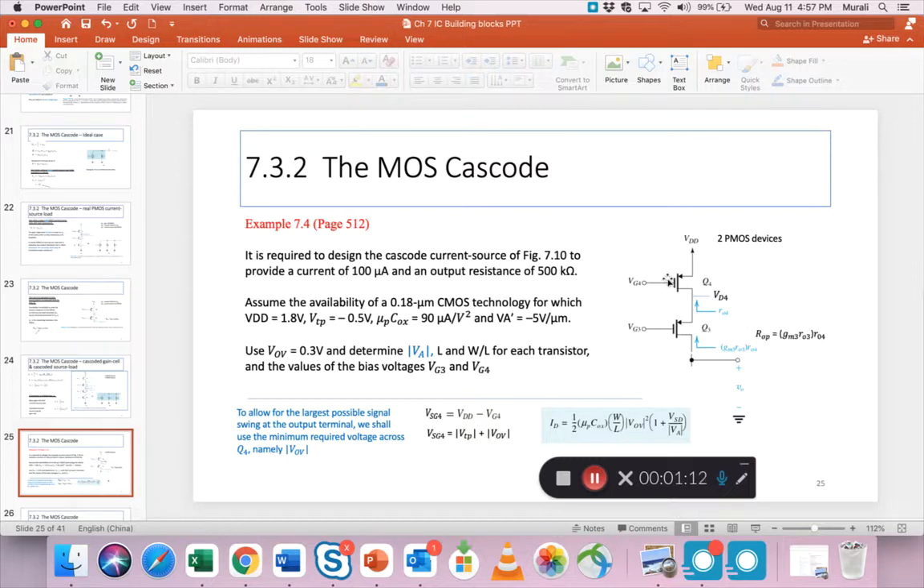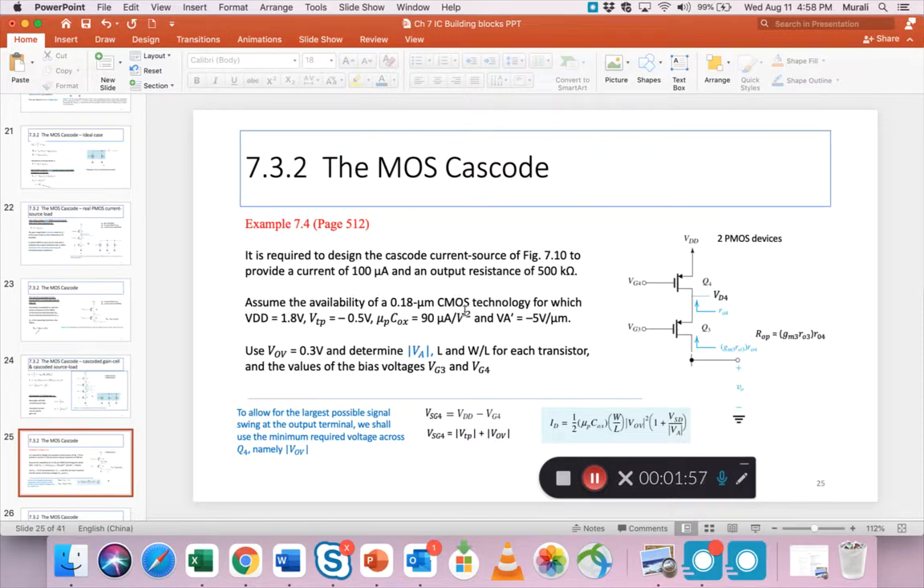So a cascode current source, right? So this Q4 is the current source. It's connected to VDD, the battery, and it has a friend, which is the cascode transistor Q3, and both of these are PMOS devices. So a current of 100 microamps has to flow like this along the drains and sources, and there is an output resistance RO of 500K.